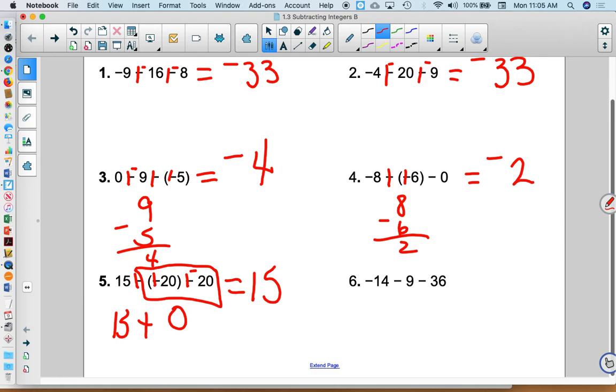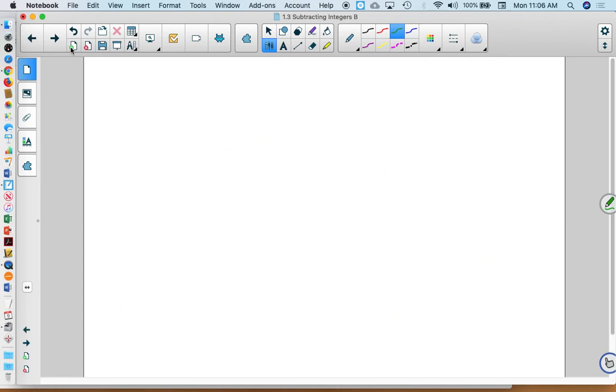Negative 14, minus 9, minus 36. Ben, tell me what to do. So add opposite, which means you change the subtraction into an addition statement, and then negative 36. Okay? Negative 14 plus negative 9. Do I have all negative signs? Yeah. Keep the sign. Add them up. 14, 9, and 36. What do you get, ladies and gentlemen? Negative 59. So in this case, it has to be a negative 59. Here's what I saw as far as an issue.